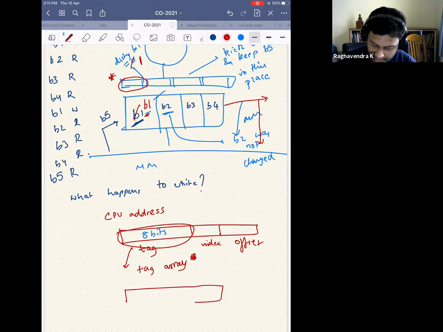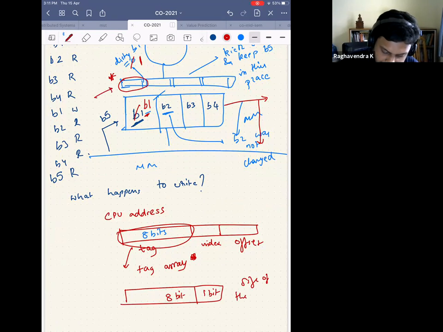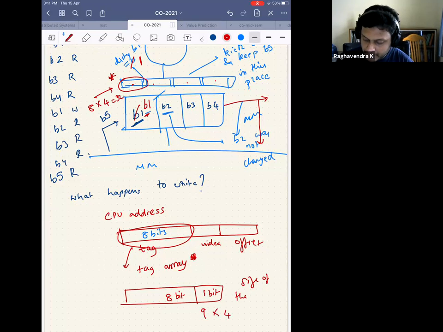Apart from the 8 bits, I store one extra bit. So the size of the tag array: it was 8 bits into 4 because there are 4 tags, so it was 32 bits. Now each tag is 9 bits into 4, so it is 36 bits. So there is one extra bit per tag. Is this clear? That extra bit is not part of the address.